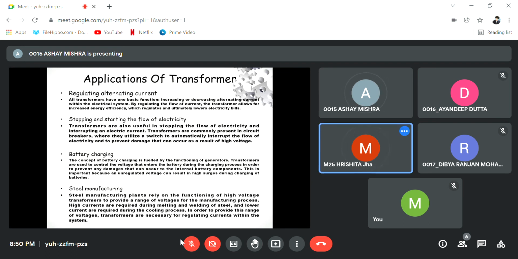Now I'm going to open the question for the uses of transformers. Regulating alternating current. All transformers have one basic function: increasing or decreasing alternating current within the electrical system. By regulating the flow of current, the transformer allows increased energy efficiency, which regulates and ultimately lowers electricity bills.